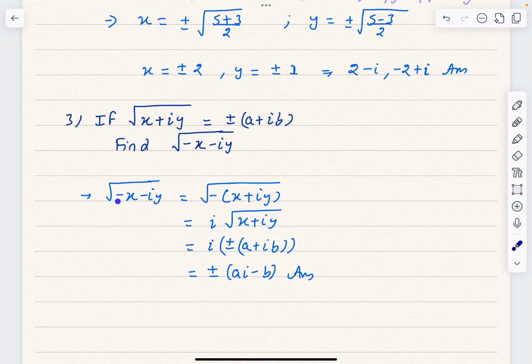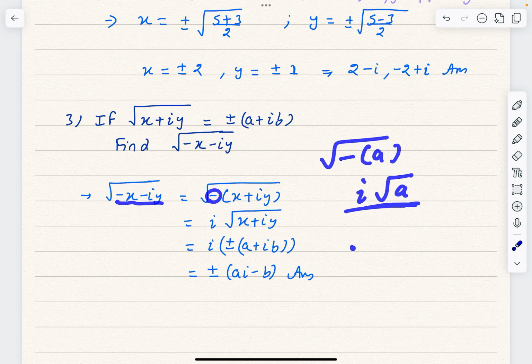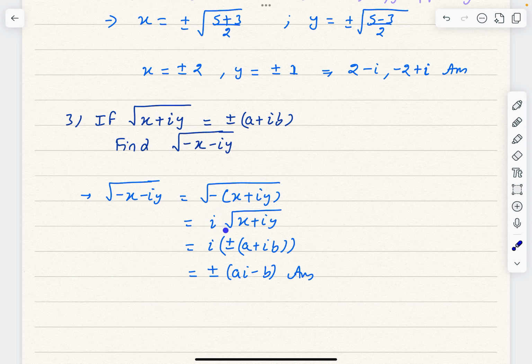So we have the square root of −x − iy. Take negative common, and the root of minus of, say, a, we can write as root of a into i. It's like the root of −1 into the root of a. So you get i times the square root of x + iy. This is plus minus (a + ib). Take i inside. You get (ai − b), plus minus outside.